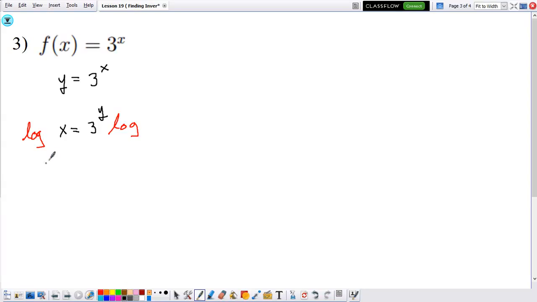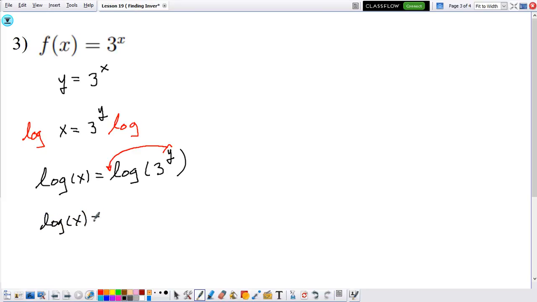So now we have that the log of x is equal to the log of 3 to the y. Good. Why do we do this? Well, again, when you have an exponent, you can just bring it to the front. So now this becomes log of x equals y times log of 3.